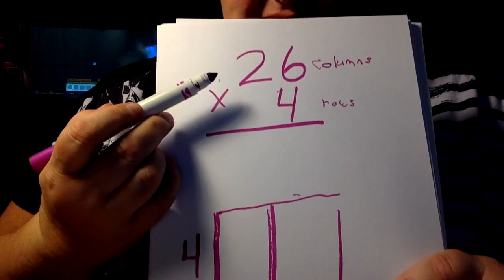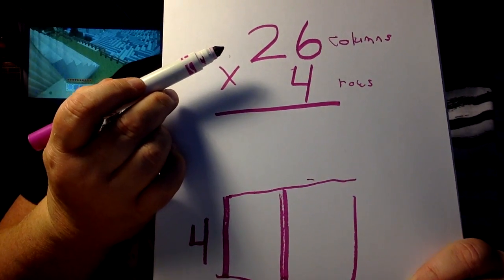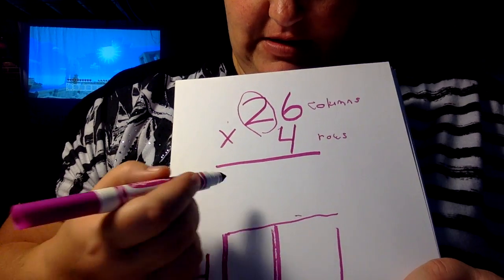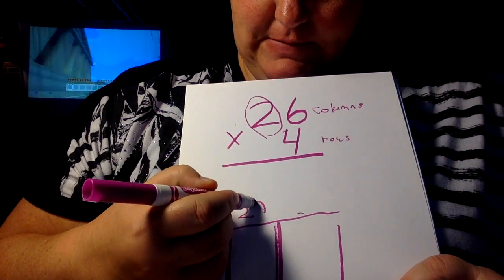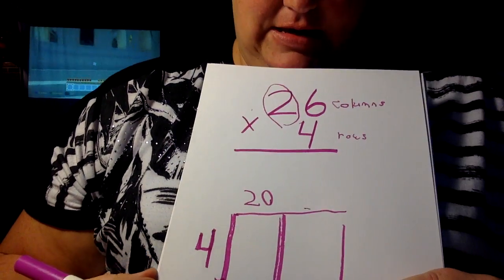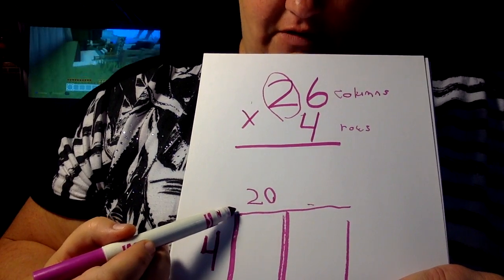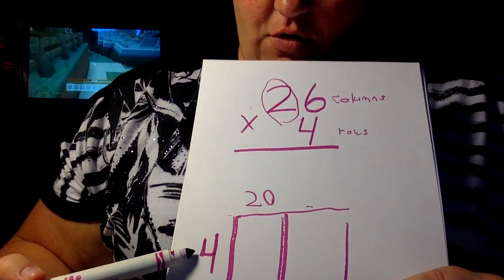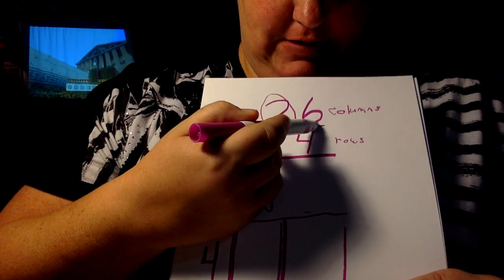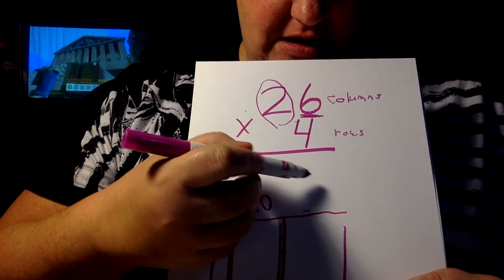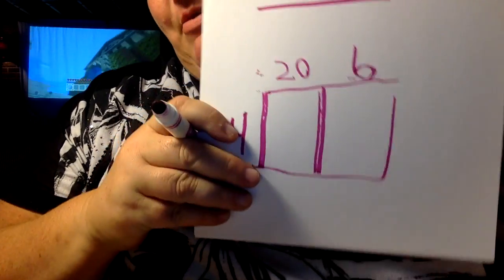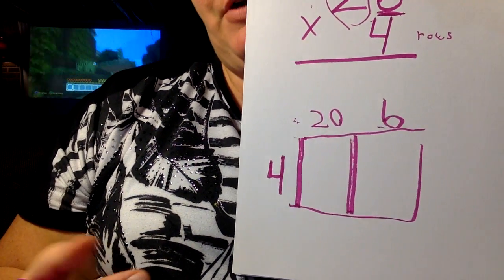But look at this number 26. Let's break it apart. Let's take a look at this 2. What is that really worth? It's worth 20. And that's what I'm going to put over my first column. I'm putting the value of each digit. This 4 is just worth 4. But that 2 is worth 20. What about that 6? It's only worth 6, so I'm going to put that there. And now we have our box, and we're ready to do a very difficult problem.